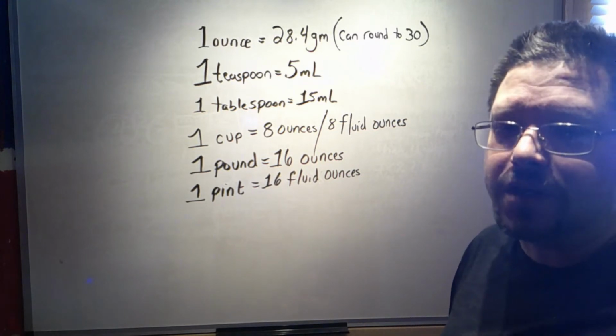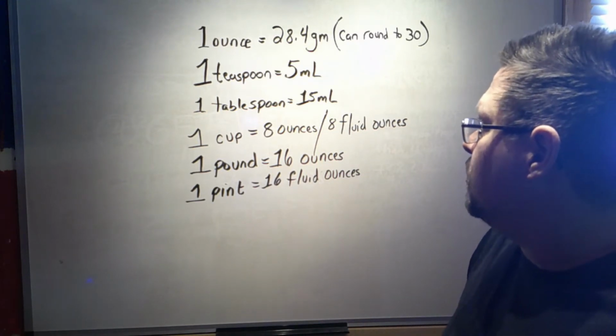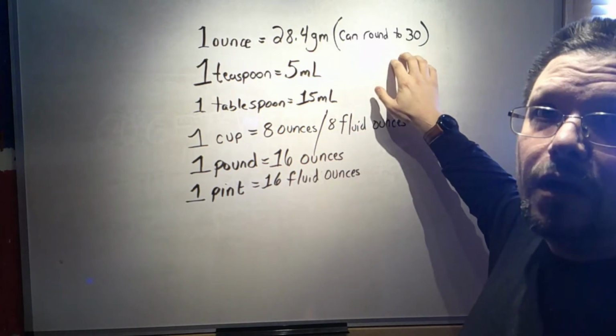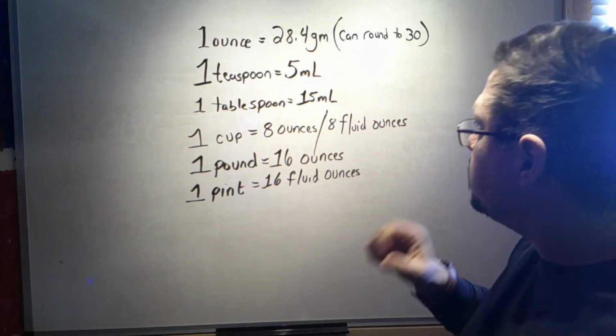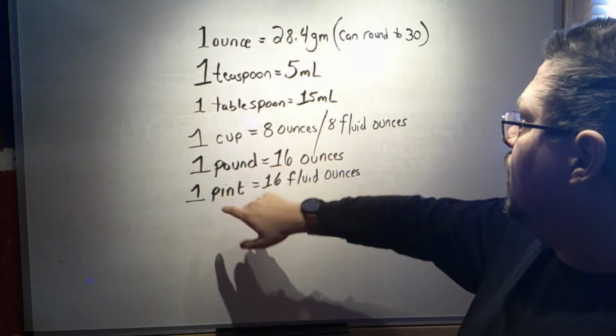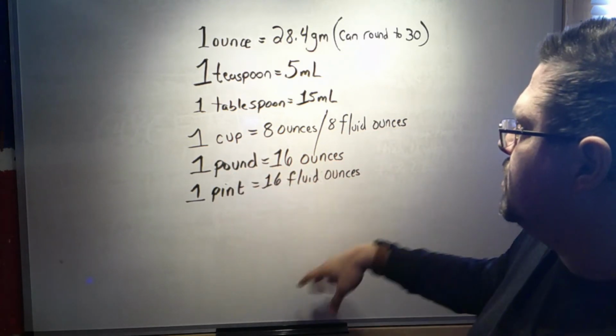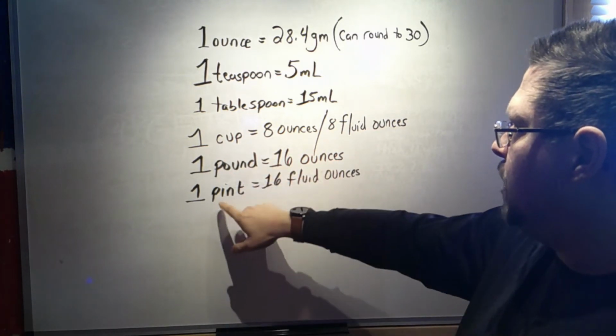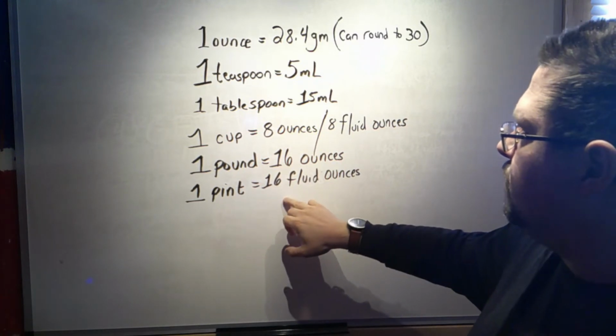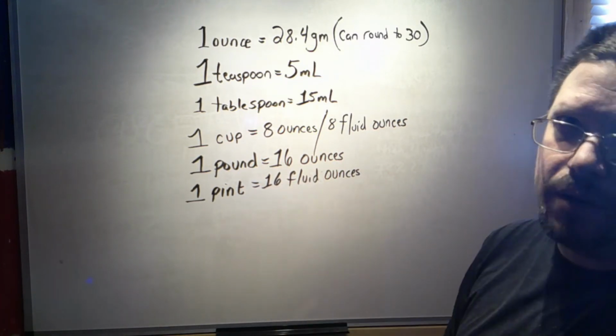Again, all of your pharmacy equipment and all of your dispensing equipment is going to round that to 30. So you're not wrong by using 30. 1 pound is 16 ounces. This will come into play in a little bit. And 1 pint is 16 fluid ounces, or 480 milliliters.